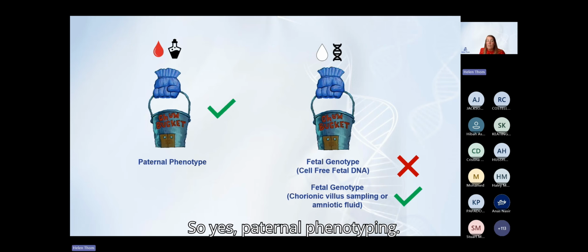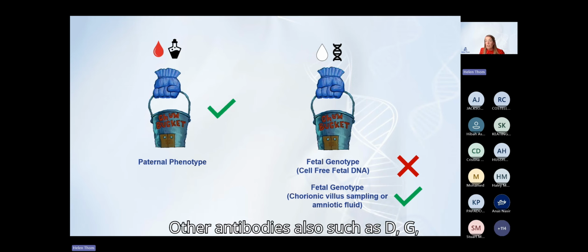So yes, you could do paternal phenotyping or fetal genotyping. With Duffy A and Duffy B, we don't actually use the cell-free fetal DNA for that. Not currently. What you can do though is get a fetal genotype for this using chorionic villus sampling, or you could use amniotic fluid. So it is possible to get a fetal genotype. You just wouldn't be able to do it from cell-free fetal DNA.